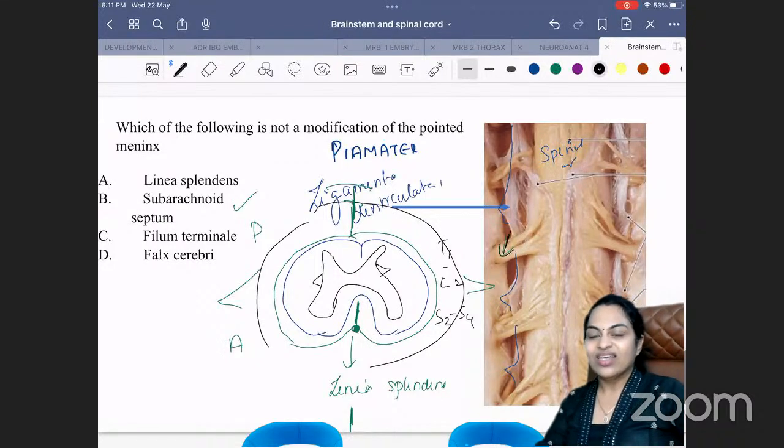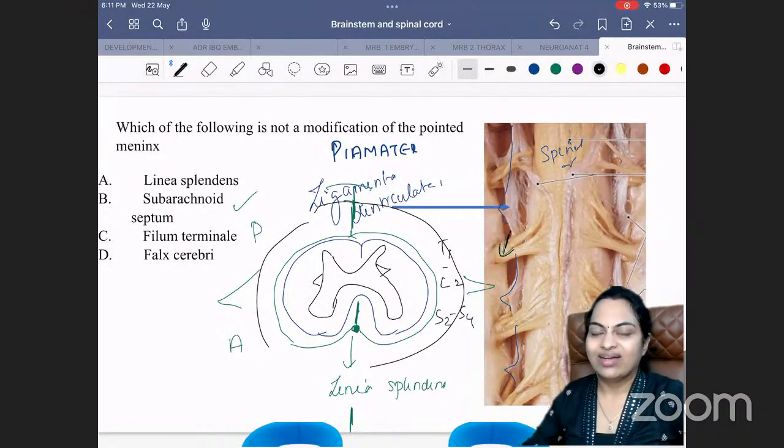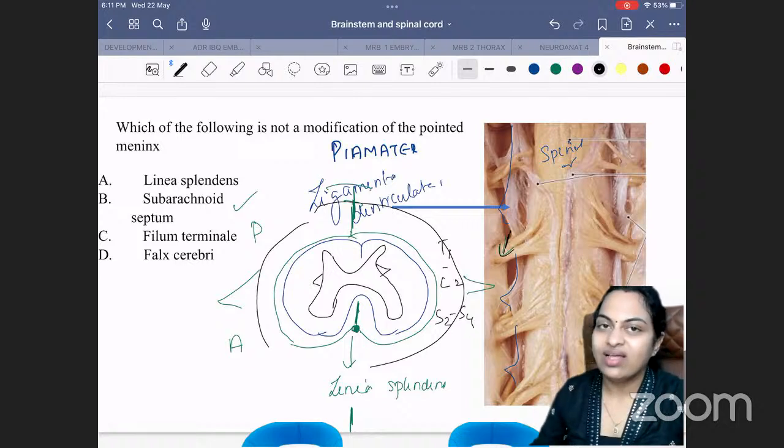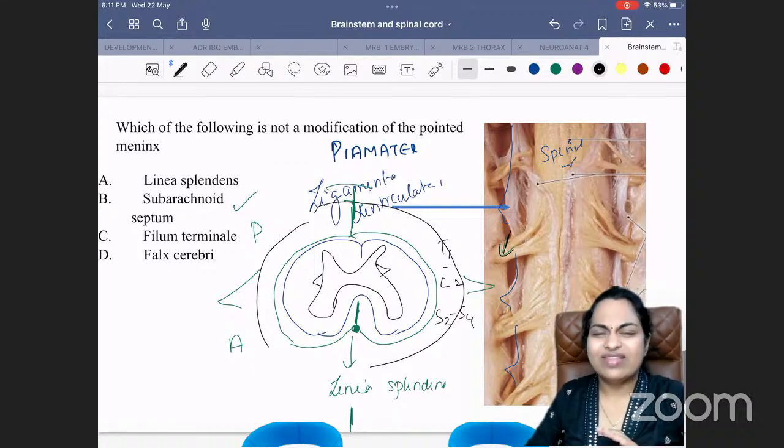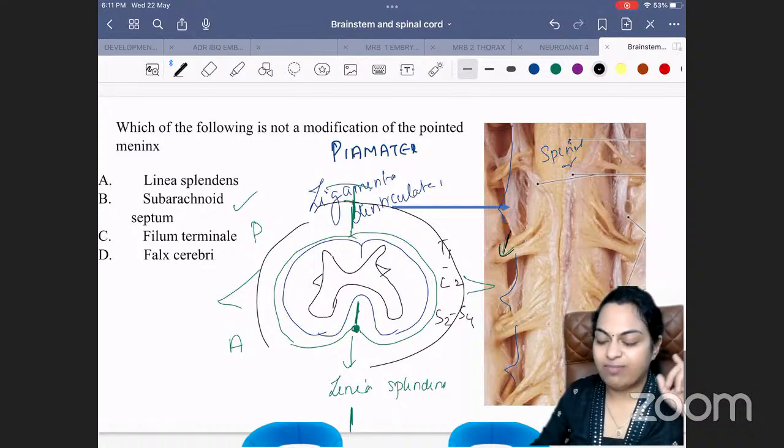This is the dorsal root ganglia, isn't it? The dorsal root ganglia. And what type of neuron does it contain? It has the pseudo unipolar neurons. Okay, so these are the standard spotter questions in the spinal cord.